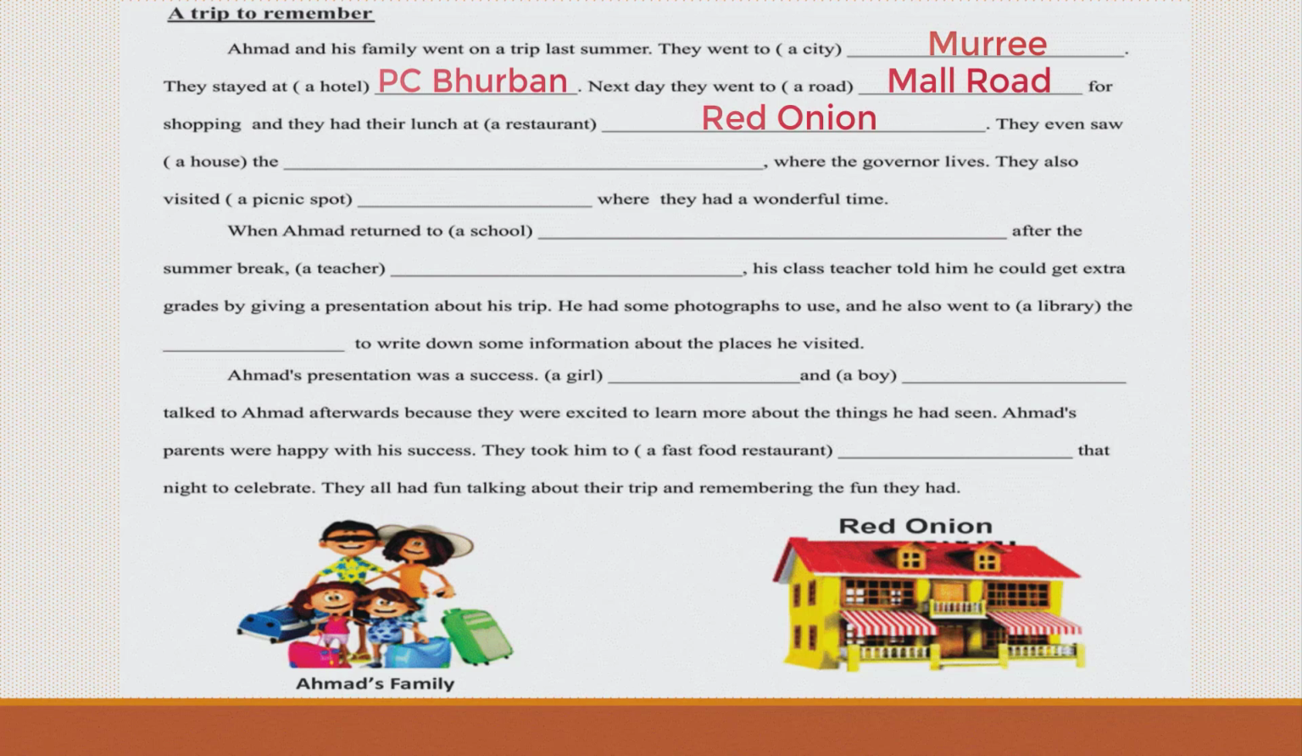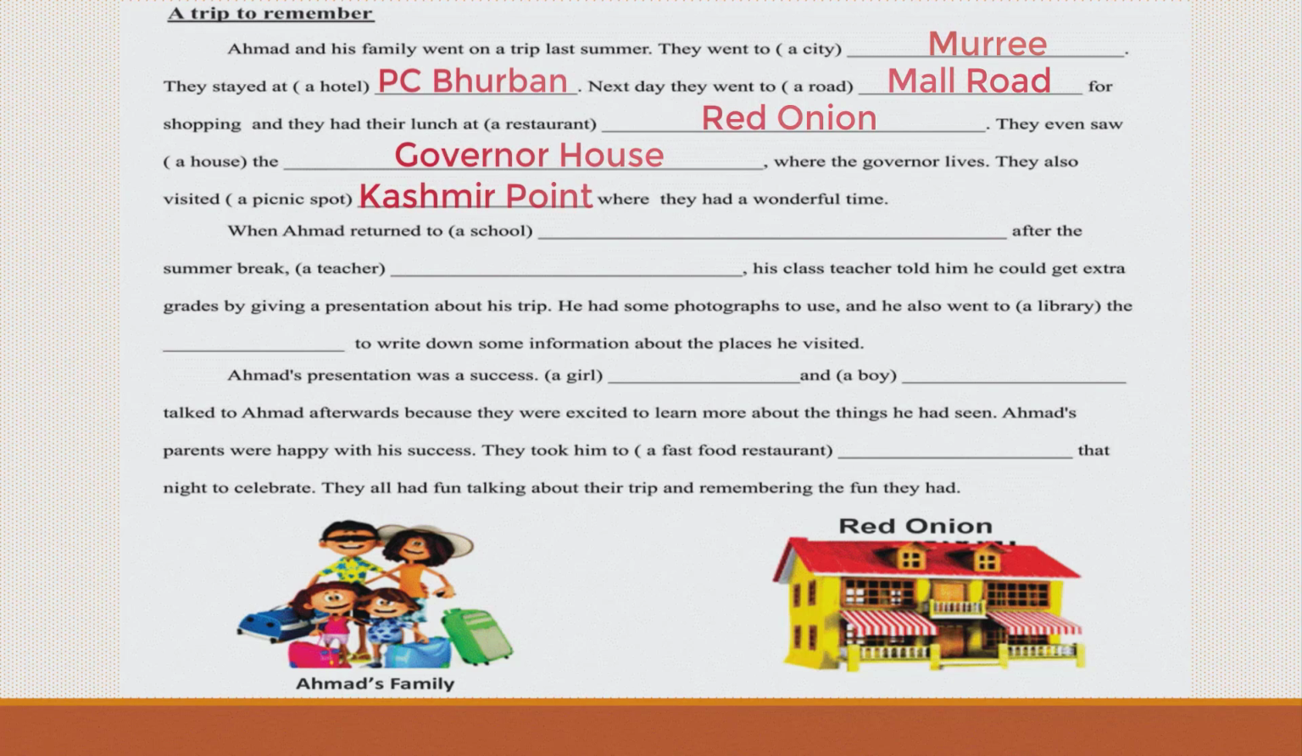They even saw a house, the dash house. Now which house? Governor House. House is a common noun. There are so many houses. Now which house? Governor House. When we're talking about a special house, we are going to write it with a capital letter because it is a proper noun, where the governors live. Now Governor House is a place where the governors live. They visited a picnic spot. Now which picnic spot did they visit? They visited Kashmir Point. Now Kashmir Point is a proper noun.